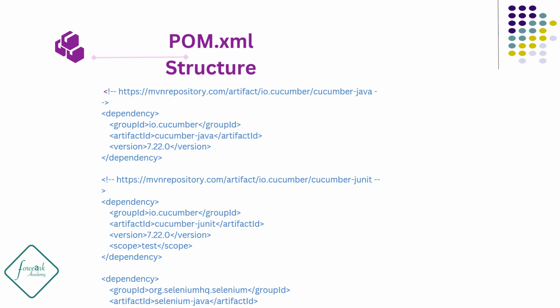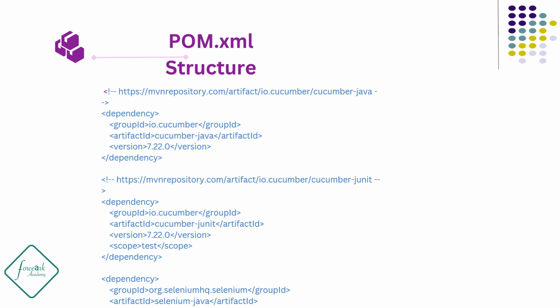So once you have created a Maven project, you will have a pom.xml file, which is the heart of the Maven project, in which you will give all the dependency details. Once you add all your dependencies, you need to save the pom.xml file, and Maven will automatically download the required libraries and add them to your build path.